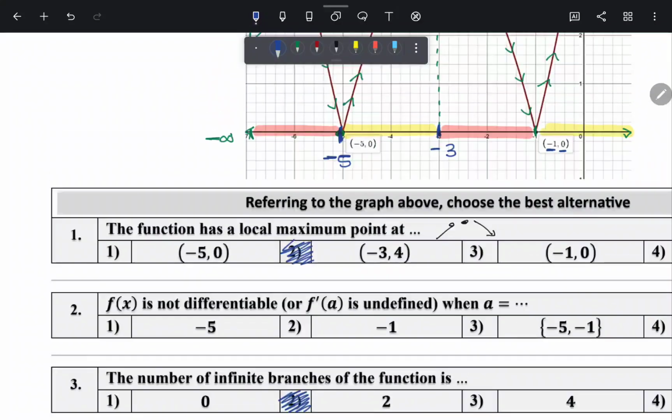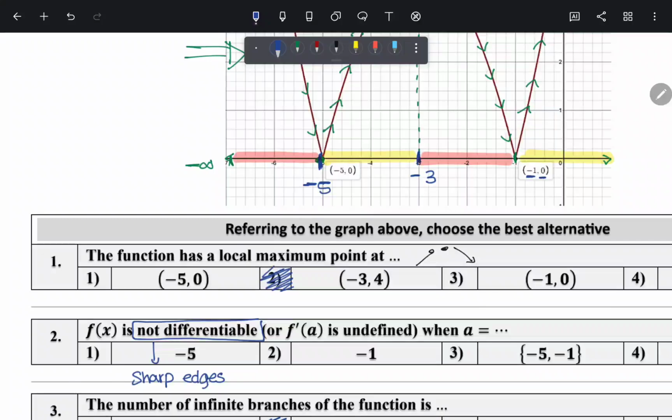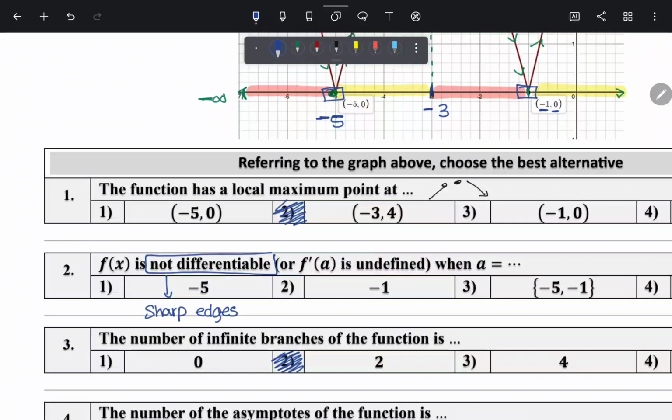The last question. The function is not differentiable or not defined, the derivative is not defined when a is how much? Look, not differentiable. The function will always be not differentiable at sharp edges. كيف يعني at sharp edges? We have two sharp edges in this drawing. Yeah. This one is a sharp edge. This one is a sharp edge. It's not a smooth curve. It's a sharp edge. لما تكون الفانكشن معها sharp edges معناها بتكون الفانكشن not differentiable there.